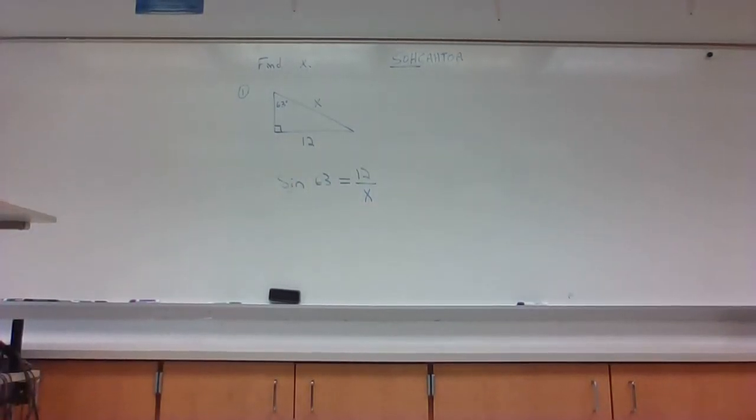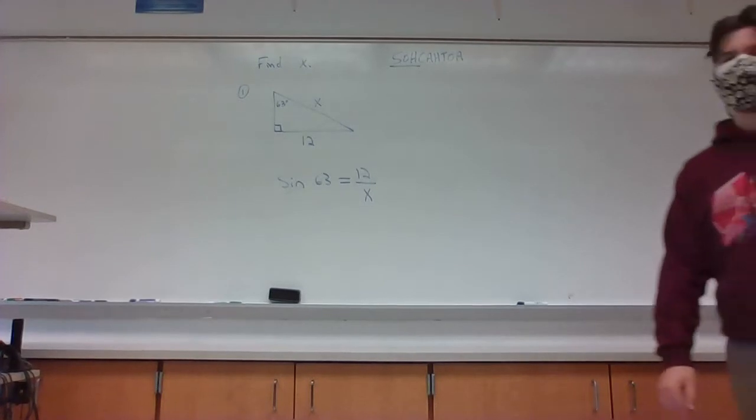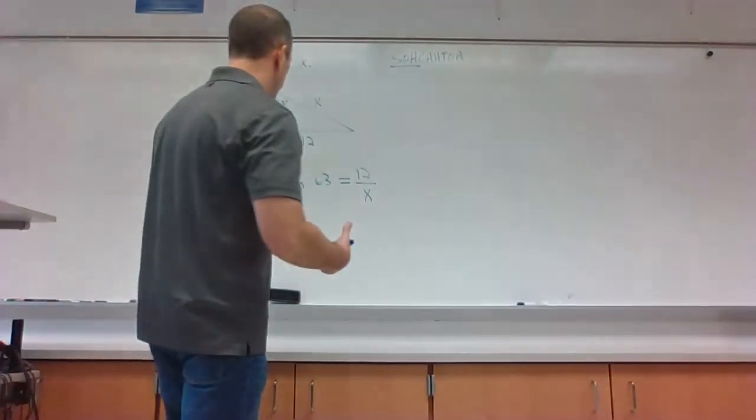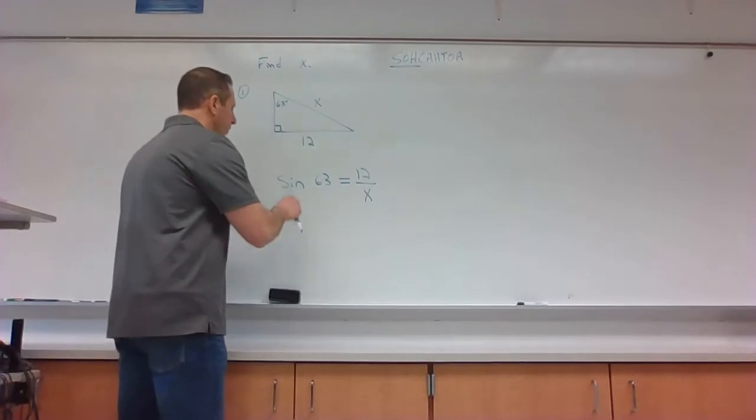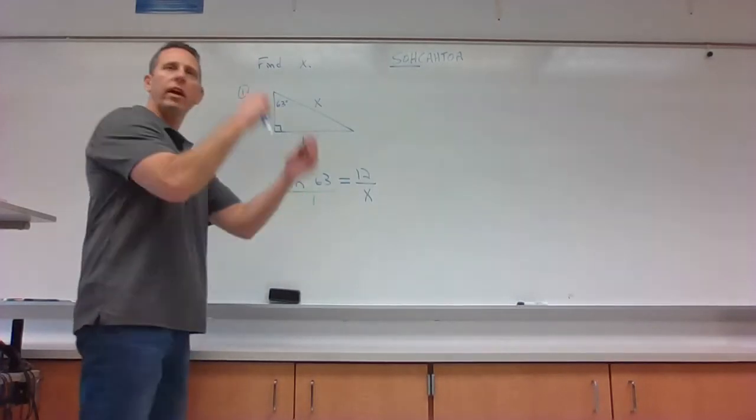Now that's just an equation. Sine 63 is just a decimal, just a number. So now we solve this equation. How do we solve for x? When x is in the denominator, do you remember what we did yesterday? Multiply x on each side. Yeah, you did that. Yesterday, first I put it over 1, and then I did a proportion.